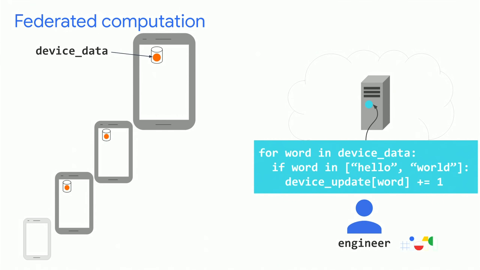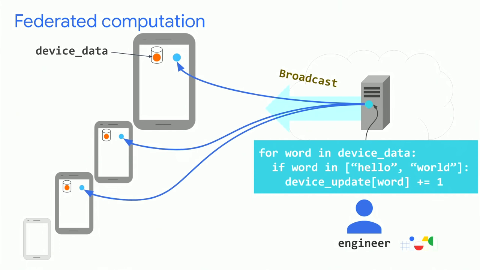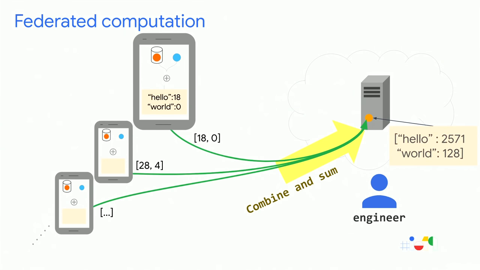So think of that device data as each device's record of what was typed in recent sessions on the phone. For each word in that device data, if the word is in one of the common words we're trying to count, we'll increase its count in a local device update. That little program is what would be shipped to the edge and run locally to compute a little map that says that perhaps this phone typed the word hello 18 times and world 0 times. That update would then be encoded as a vector.